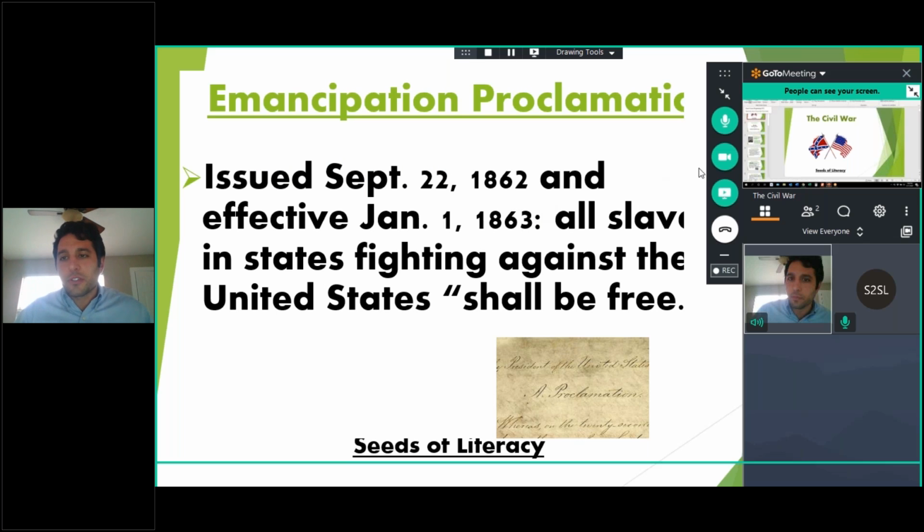So these battles are taking place. The Confederacy is showing a lot more staying power than they thought, and it gets to a point where President Lincoln is looking to galvanize his side. He's looking to get the Union rallying around a cause. So he waits for a moment where the Union forces get a victory, and then he issues the famous Emancipation Proclamation, saying that all slaves in states fighting against the United States shall be free. He issues this in September of 1862 to be effective in the next year.